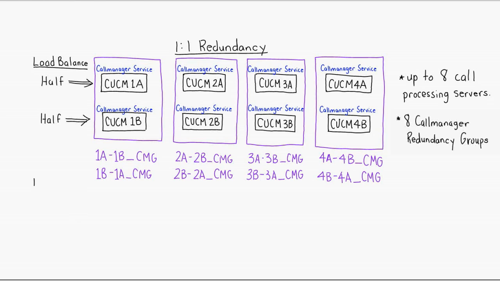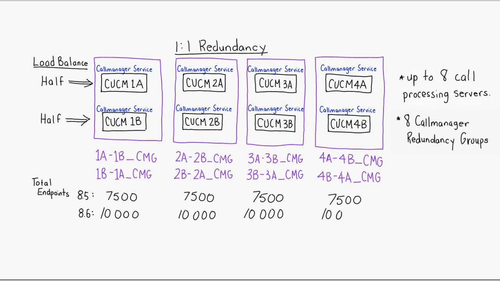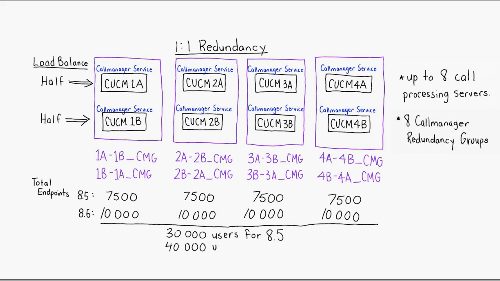The total endpoints for each server pair for CUCM 8.5 is 7,500. For CUCM 8.6, it's 10,000. So a CUCM 8.5 cluster can have 30,000 endpoints, while an 8.6 cluster can go up to 40,000. It's unclear from the 8.x SRND how many TFTP servers such a large cluster would need. We suggest that after 2,500 users, a second TFTP server should be added.